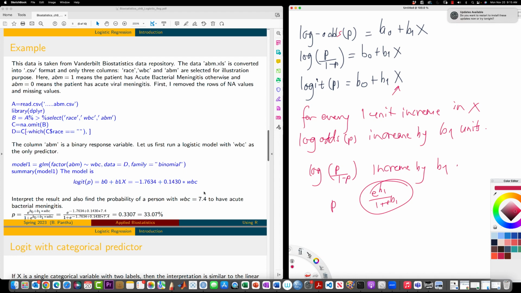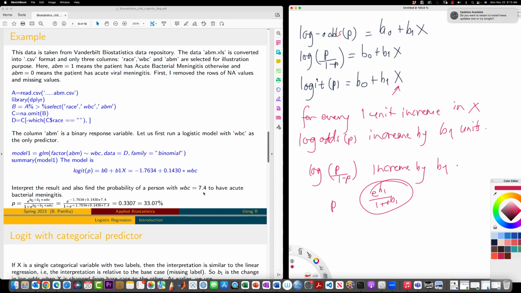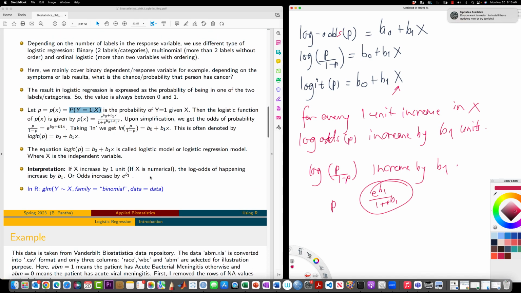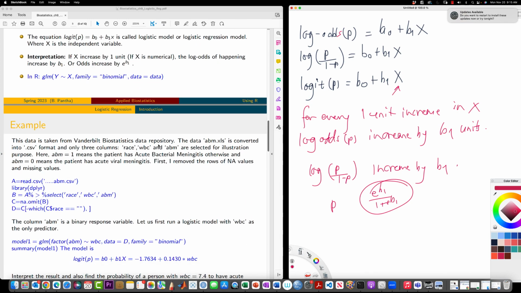If you want to predict the probability for a person with WBC 7.4, you can just plug in WBC equals 7.4 and then solve for P. We use that formula to find out the P.